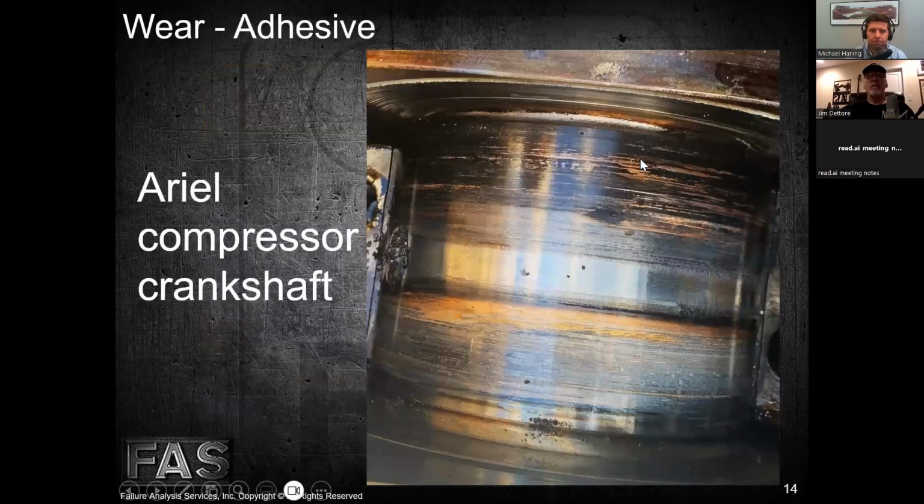So there's a little bit closer up for you. You can see some of the debris here. We can see again those feathered edges and the tempering colors and the bearing material adhered to the crankshaft. We see the same thing on this side, just not quite as severe. So probably less load in this area here, more load in this area here.